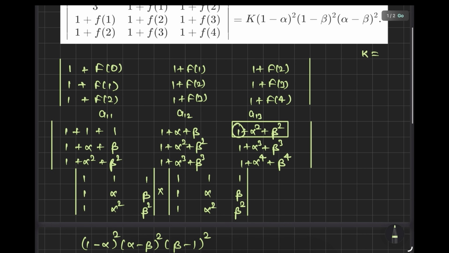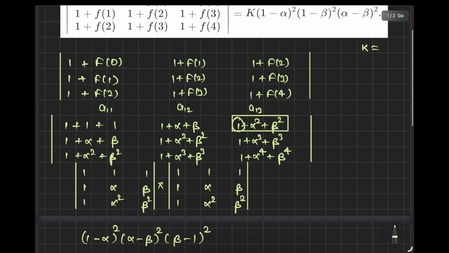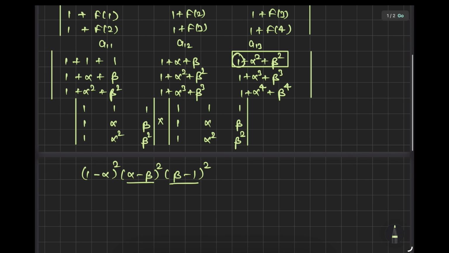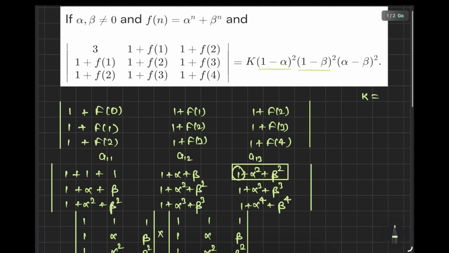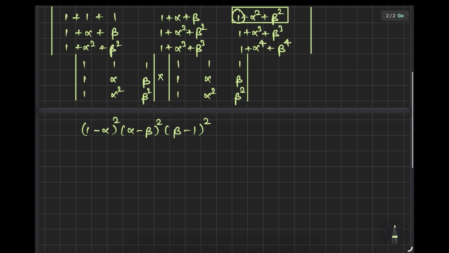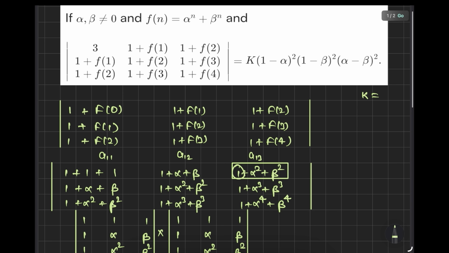Now look at the answer. The answer is 1 minus alpha square. Yes, it matches. Then 1 minus beta square. Yes, it matches. Alpha minus beta square. Yes, it matches. Okay. We want k. Who is k? The coefficient of these things. And who is here? No one. Therefore, 1 stays. So if 1 stays, then the value of k becomes what? 1.